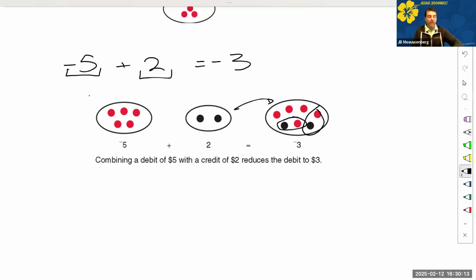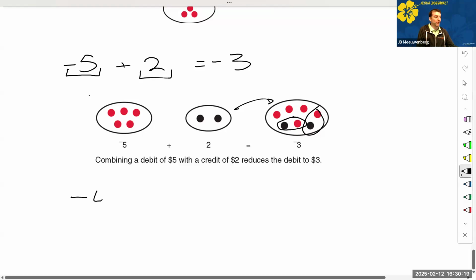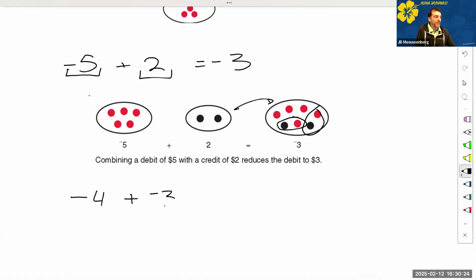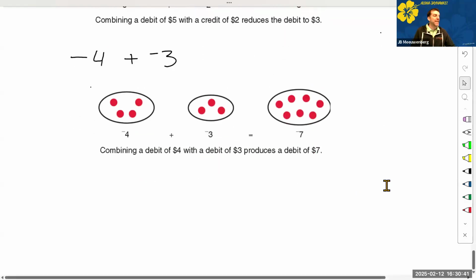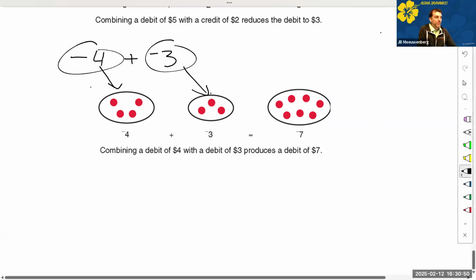So let's try one that looks like this. I'm going to give you the addition problem, and you see if you can determine what the diagram would look like. What is the model for that? Take a moment. -4 plus -3. Well, hopefully you put down something that looked like this. -4 is represented by 4 red chips. -3 is represented by 3 red chips. And we're, again, combining them into one big set.